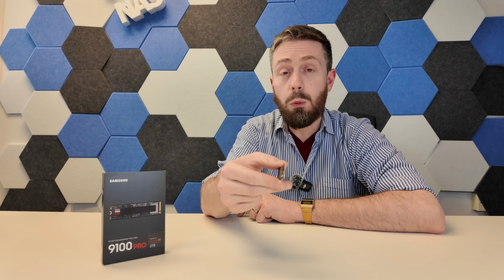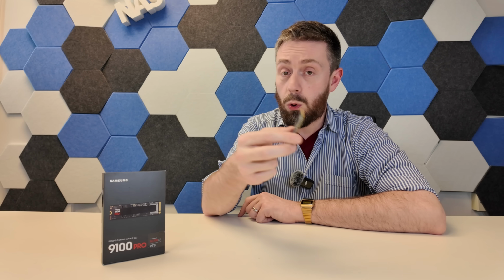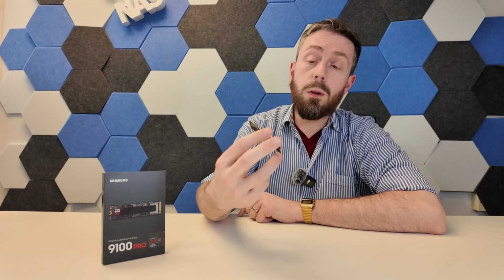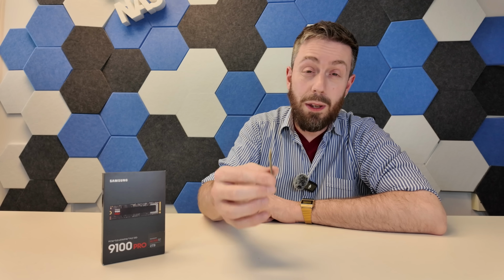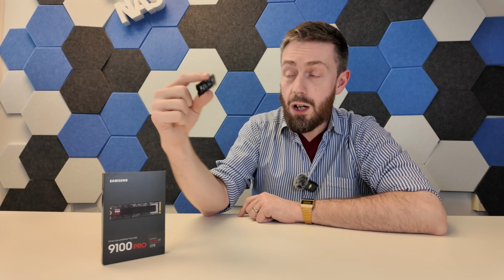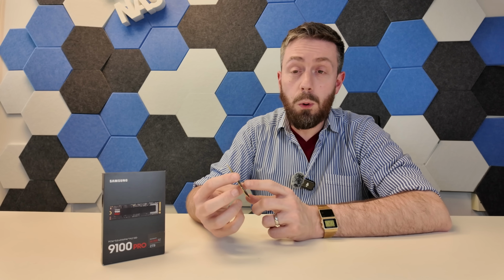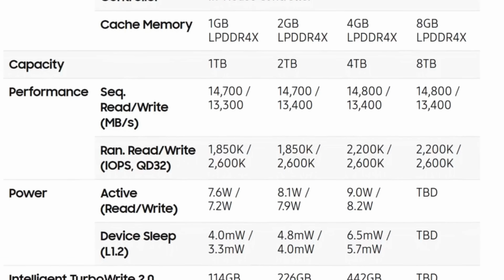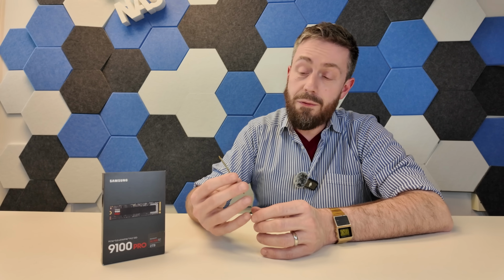The TBW, terabytes written, is reported at 600, 1200, 2400 and 4800 respectively across all of the capacities, and that reports in at a drive writes per day of about 0.329, so a third of a drive a day, which is fairly respectable across the 5 years of warranty this arrives with. Equally, active power use on this has been reported at 7.6, 8.1 and 9 watts across the 1, 2 and 4TB respectively.